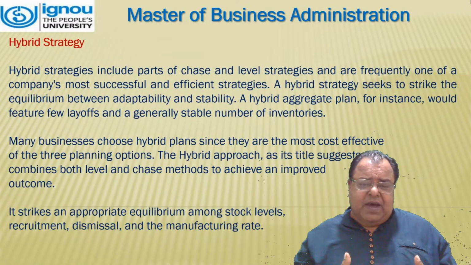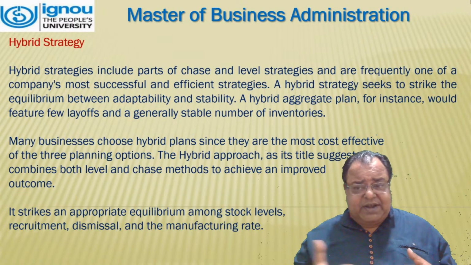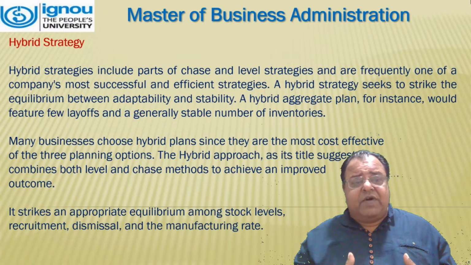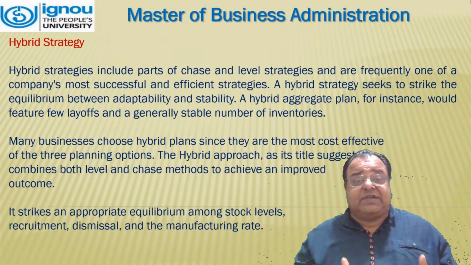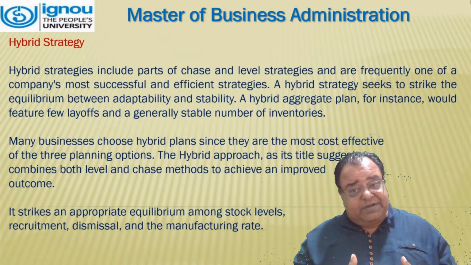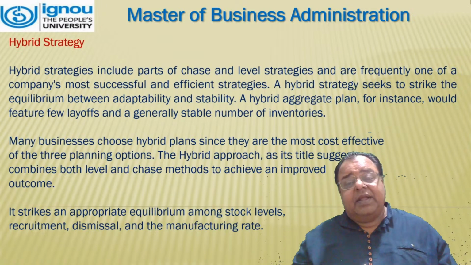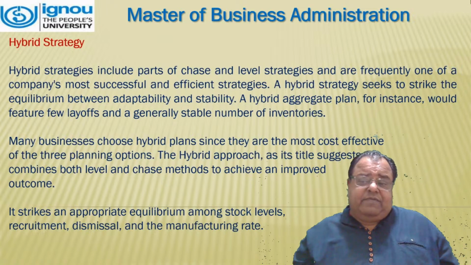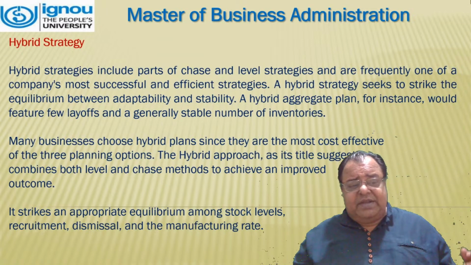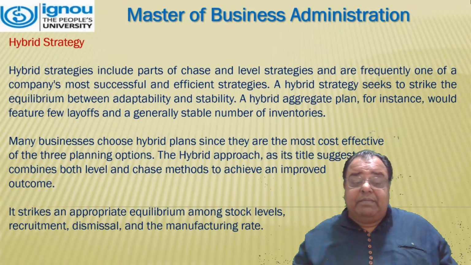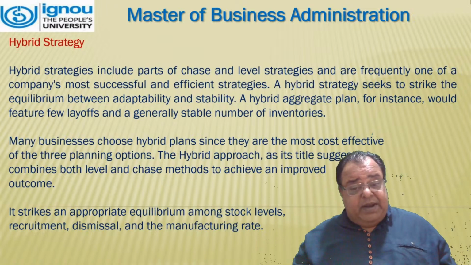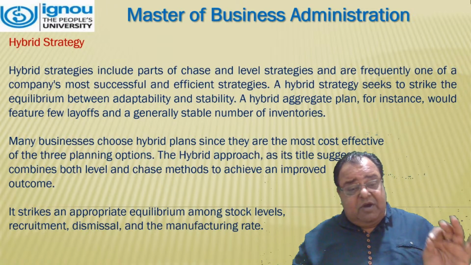Hybrid strategy includes parts of chase and level strategies and is frequently one of a company's most successful and efficient strategies. A hybrid strategy seeks to strike the equilibrium between adaptability and stability. A hybrid aggregate plan, for instance, would feature few layoffs and a generally stable number of inventories. Many businesses choose hybrid plans since they are the most cost effective of the three planning options.